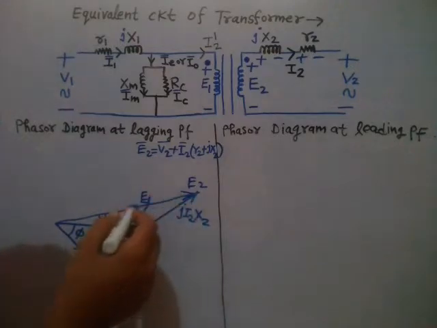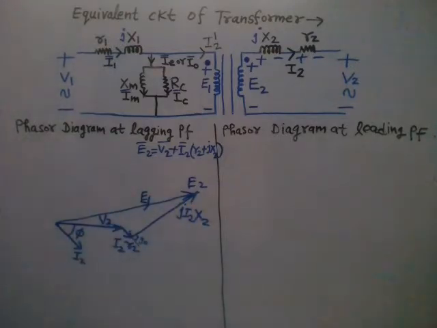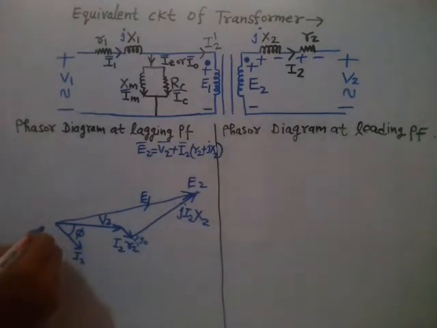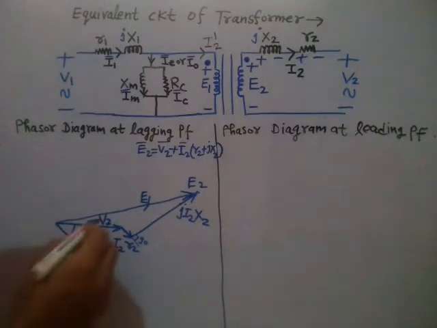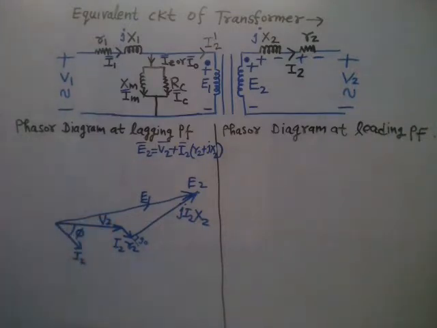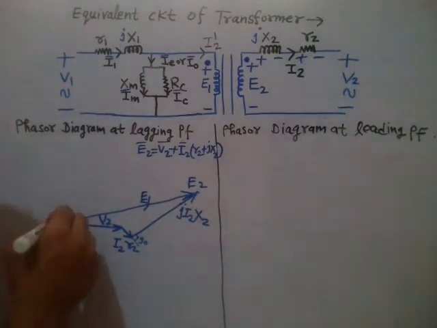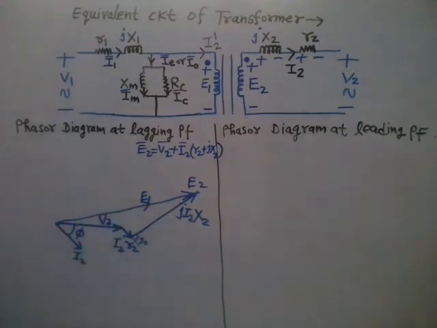Now you see this E1 is less than E2 as per our assumption, N1 is less than N2, so E1 is less than E2, right? So now you can draw the flux and EMF. They both are in phase quadrature. Flux and EMF, they are in phase quadrature. That means the phase difference between flux and induced EMF is 90 degree.